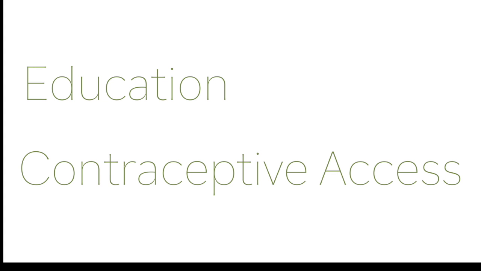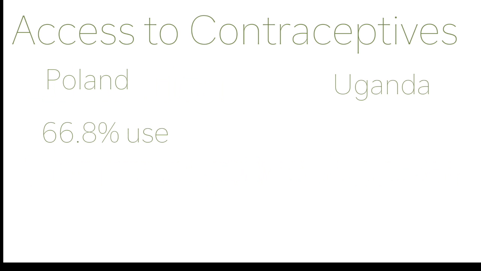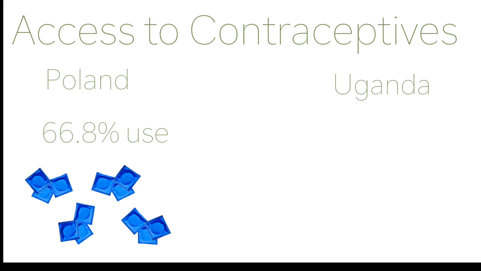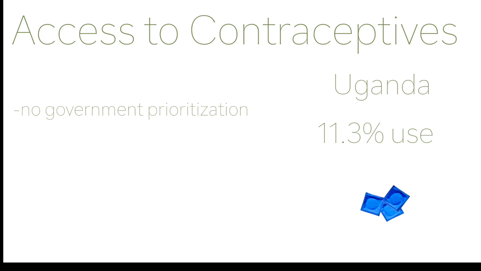And just as there is higher access to education in Poland, there is a greater access to contraceptives as well. In Poland, 66.8% of married women use contraceptives, where in Uganda the number is 11.3%. This is mainly because family planning is not prioritized by the Ugandan government, and access to contraceptives is very low, with only 20% of women having access. Many Ugandan women also lack accurate information about family planning and its safety. With a lack of government provision of contraceptives and family planning education, people in Uganda lack the resources and information needed to be able to have less children.